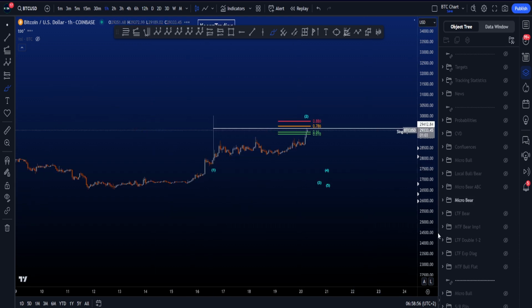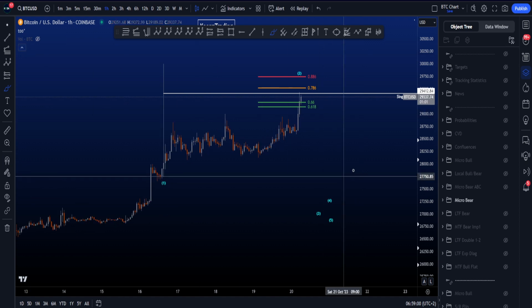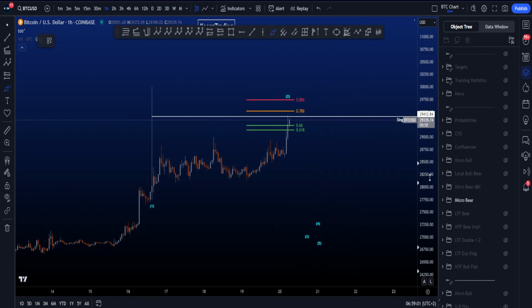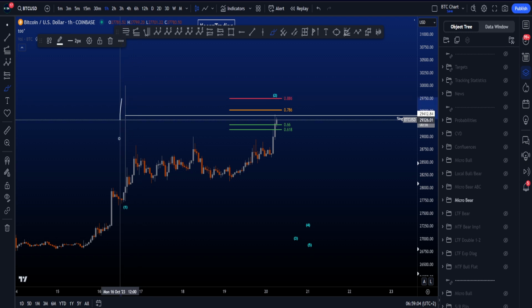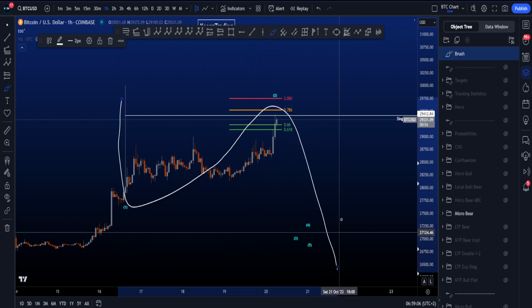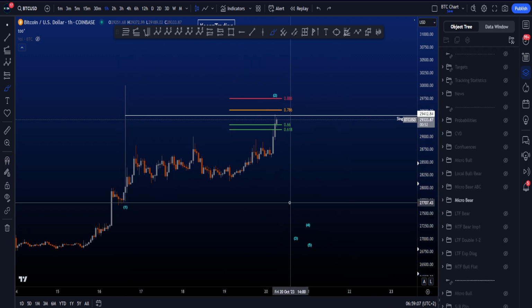If we then zoom into the lower time frame structures, then here we have the bearish scenario, where in this scenario we're then looking for a wave 1, wave 2, and then you want to see a wave 3 towards the downside.